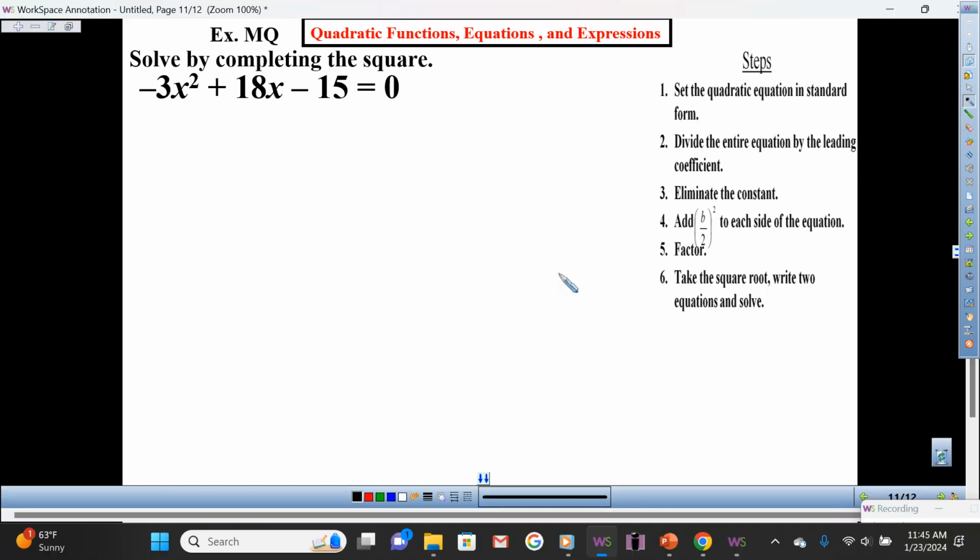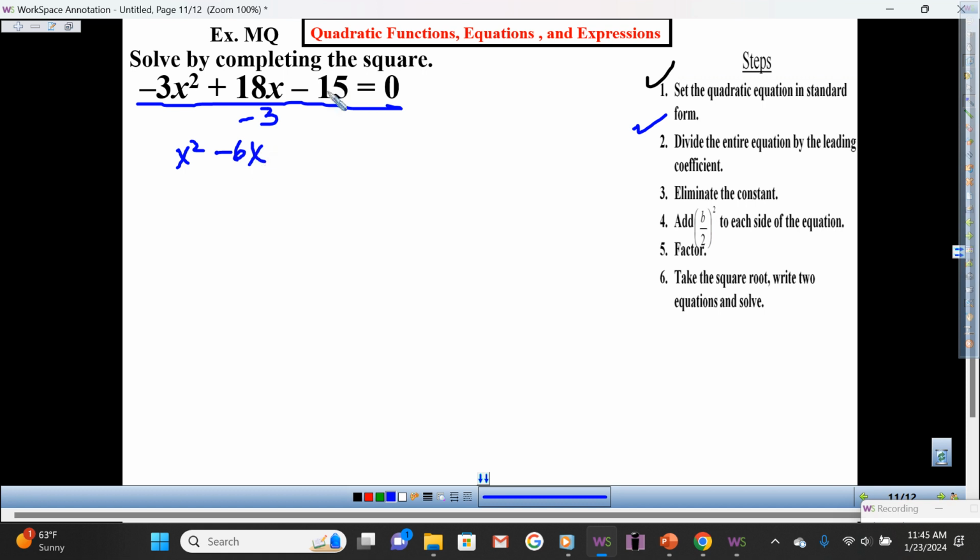All right, let's see how we did. For the sake of time, I'm going to go over this one. Step 1: standard form from highest to lowest degree equal to 0. Done. Step 2, divide the entire equation by the leading coefficient. What's the leading coefficient? -3. So therefore, we end up with x squared minus 6x plus 5 equal to 0. Hands if you got it right there. Yeah, we got this. Step 3, eliminate the constant. Minus 5 on both sides, we end up with x squared minus 6x, empty space, equal to -5.